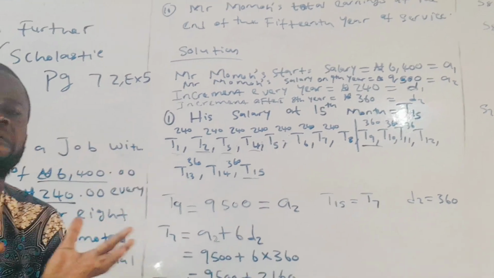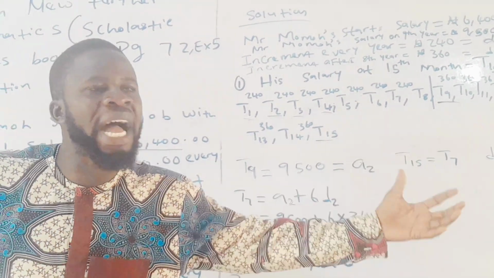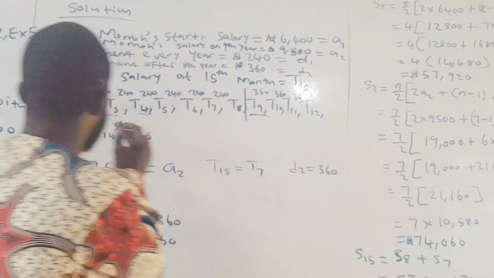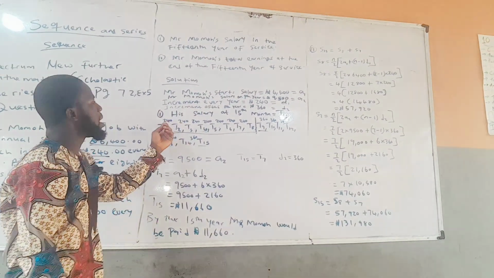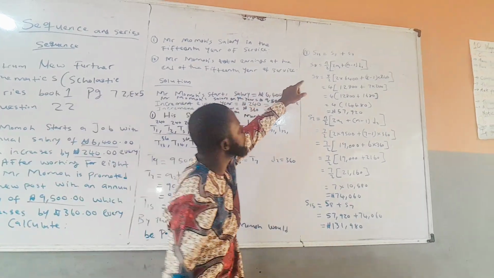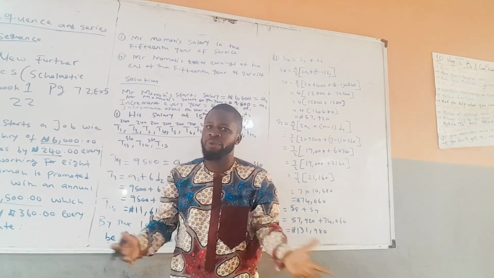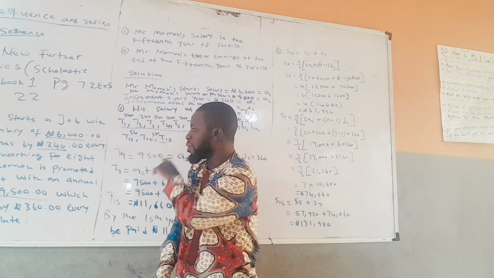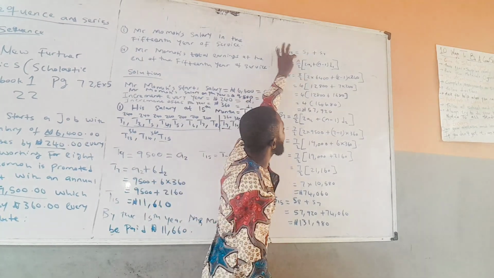That is, for the full 15 years that he has been working for them, what is going to be the total earning he has had? So in this case, for the first 8 years, his increment is 240. That's where we are talking about the series. Where series will come in, we're dealing with sum. I told you the difference between sequence and series. The first one is sequence, this second one is series. That's going to be S8.